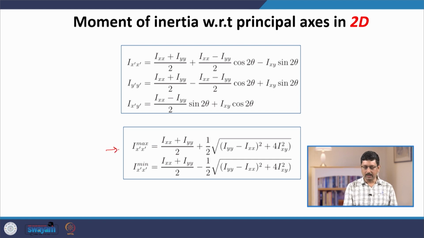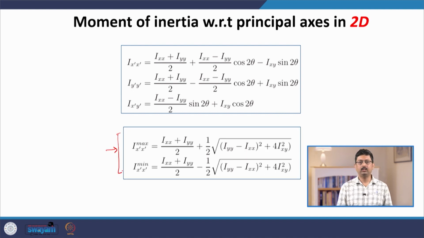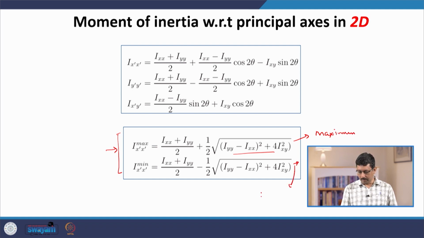If you plug in this condition for tan 2 alpha into this particular equation, you can derive this formula. I put it as a take home exercise to work out the algebra. It is just 2-3 lines of algebra. You can see that this is of the form a plus b and a minus b, so this must be the maximum value. Note that the second term is the same in both equations, and the second term is always a positive quantity. So this must be the maximum and this must be the minimum value of the moment of inertia.